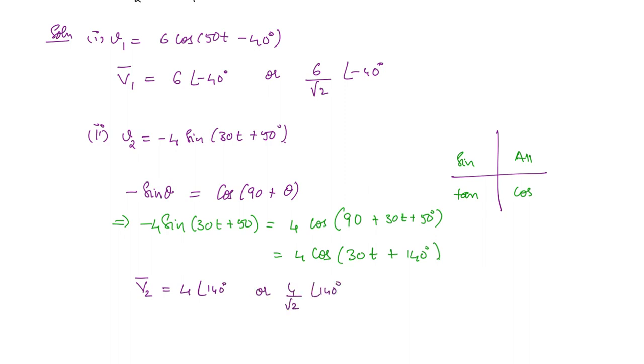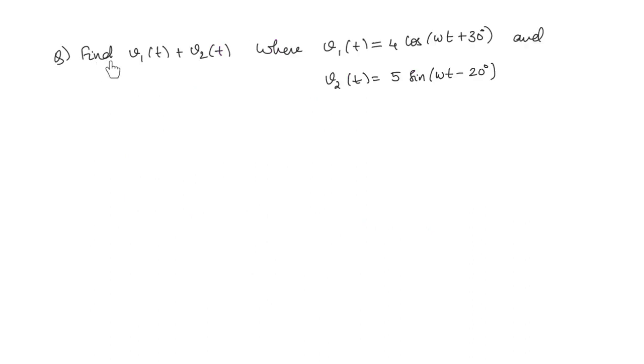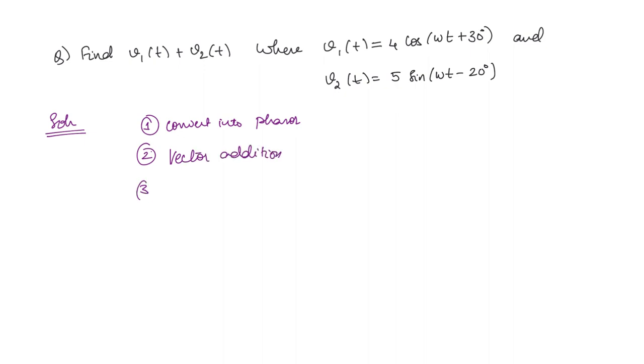The next question: find V1(t) plus V2(t), where V1(t) is given and V2(t) is given. If you do this in the sinusoidal form directly, it will become difficult. So we will first convert into phasors and then do the phasor addition. You can write down the steps here. First, convert into phasor. Second, vector addition; you can apply the laws of vector addition. And then you convert back into the sinusoid form. That is the required procedure.